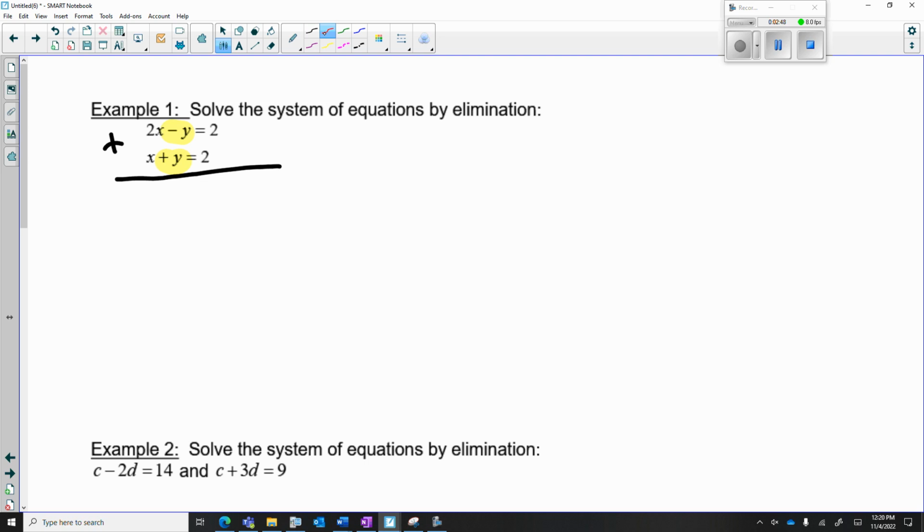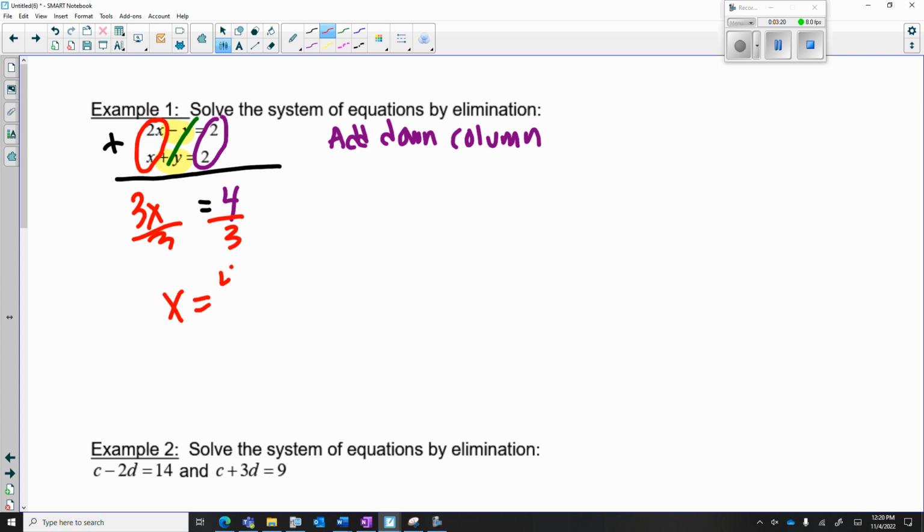So when you add these x's together, you get 2x plus 1x, which is 3x. And then when you add these negative y and positive y, they cancel out. So you just get 0 for the y. So you don't even have to write it. And then you get equals, and then 2 plus 2, 4. So notice I'm just adding down the column. And notice we have eliminated the y variable, so now I am just stuck with x, so now I'm just going to solve for x. So I'm going to divide by 3, and I get x equals 4/3.